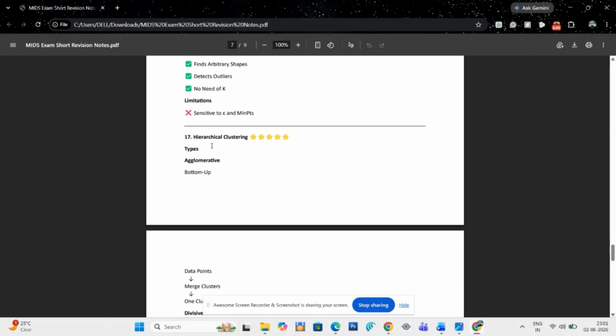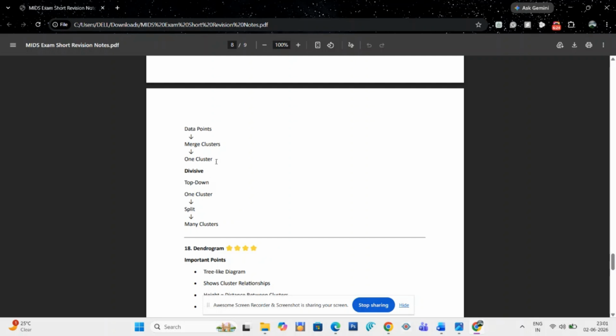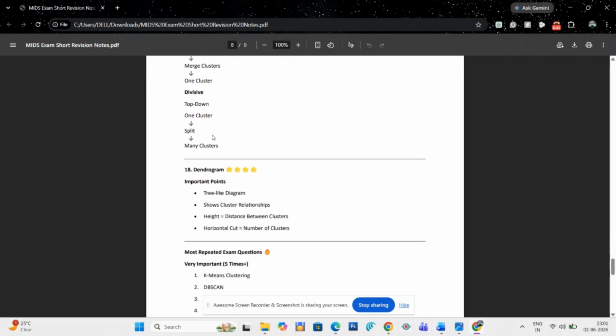Hierarchical clustering is grouping using a tree like structure, in which we get types agglomerative and divisive. Agglomerative is bottom up: data points, then merge clusters, then one cluster. Divisive is top down: one cluster, then split into many clusters. We also use a dendrogram. What is a dendrogram? It is a tree like diagram that shows cluster relationships. Height equals distance between clusters, and horizontal cut equals number of clusters.